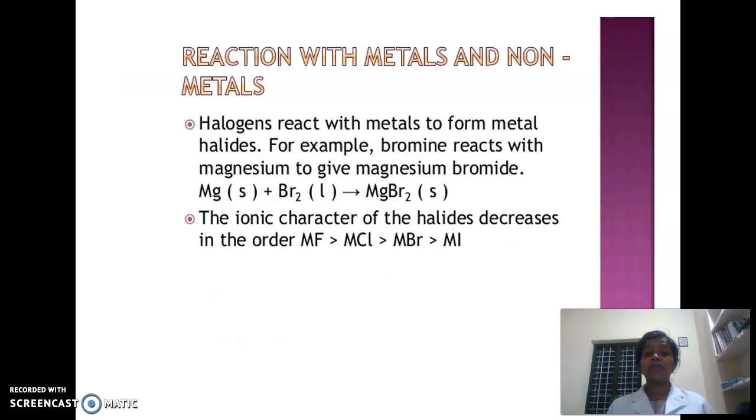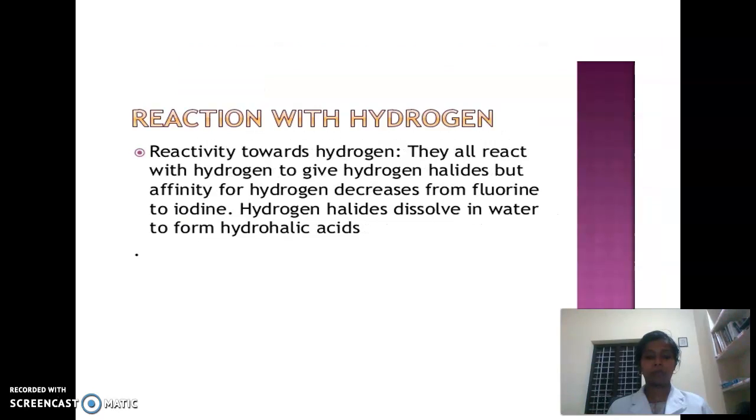When halogens react with metals, they form metallic halides. For example, when magnesium reacts with bromine, magnesium bromide is formed. And it can also react with non-metals. When it reacts with hydrogen, it forms hydrogen halide, but the affinity for hydrogen decreases from fluorine to iodine.